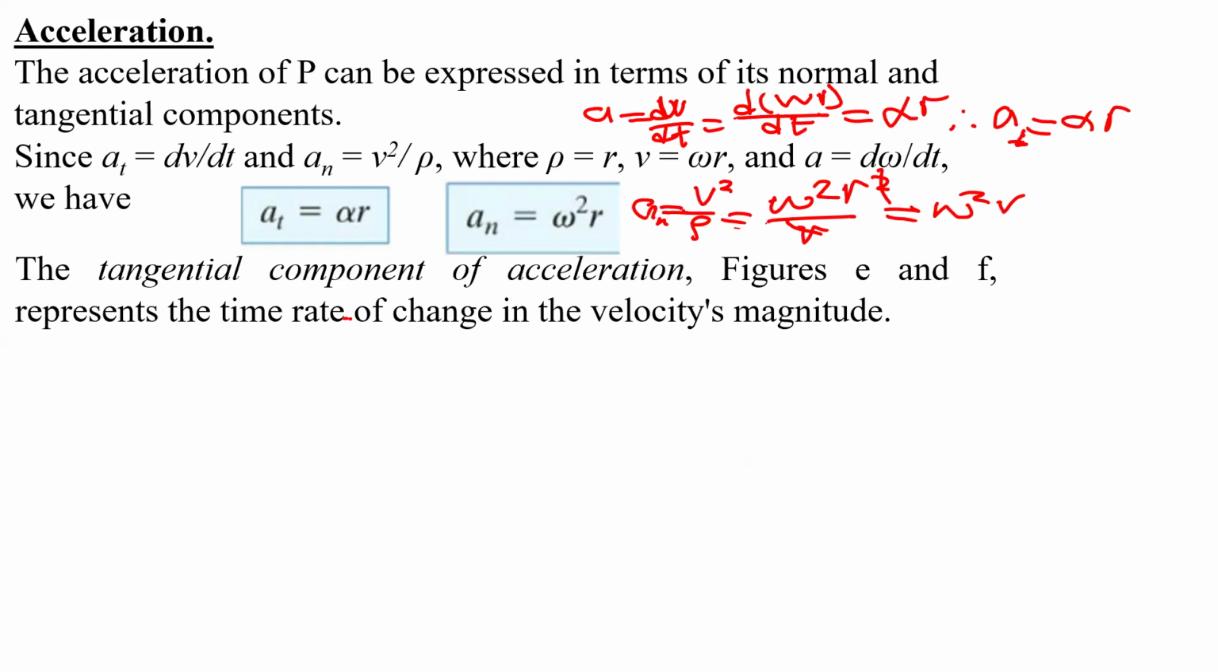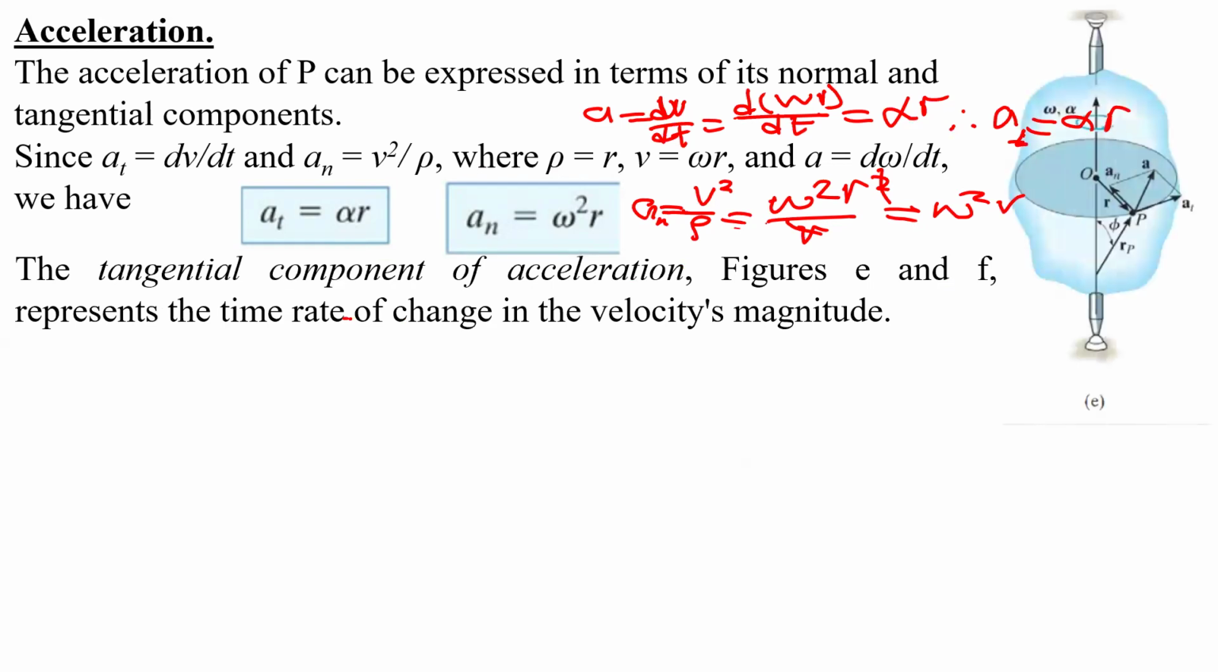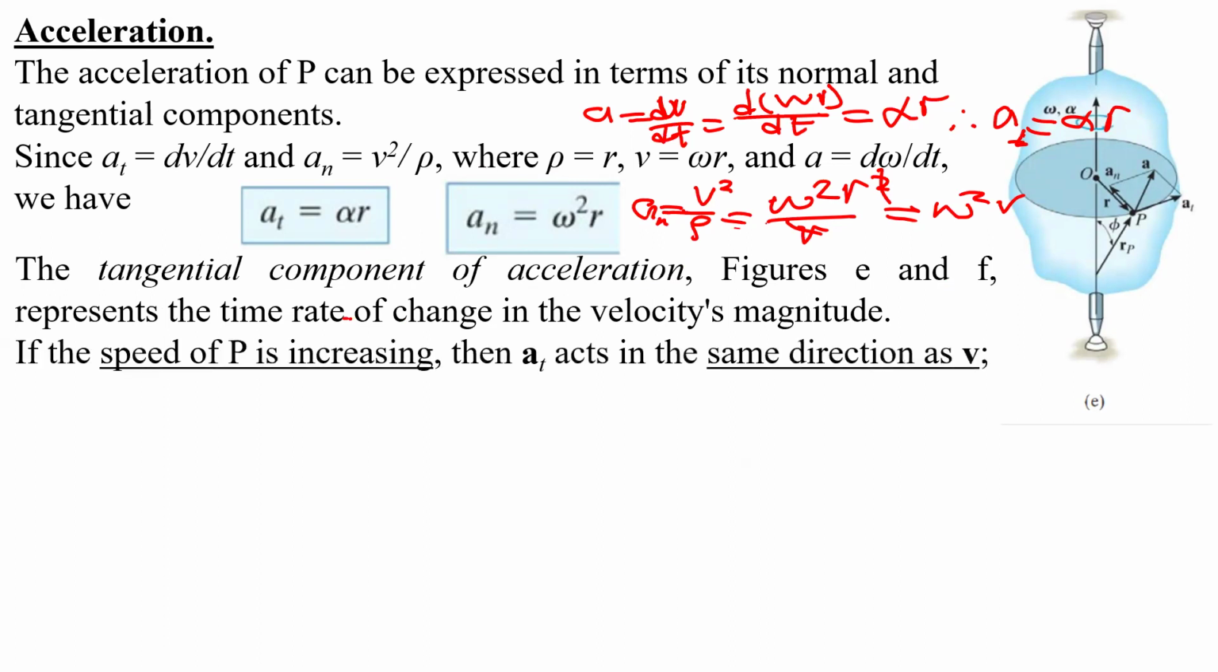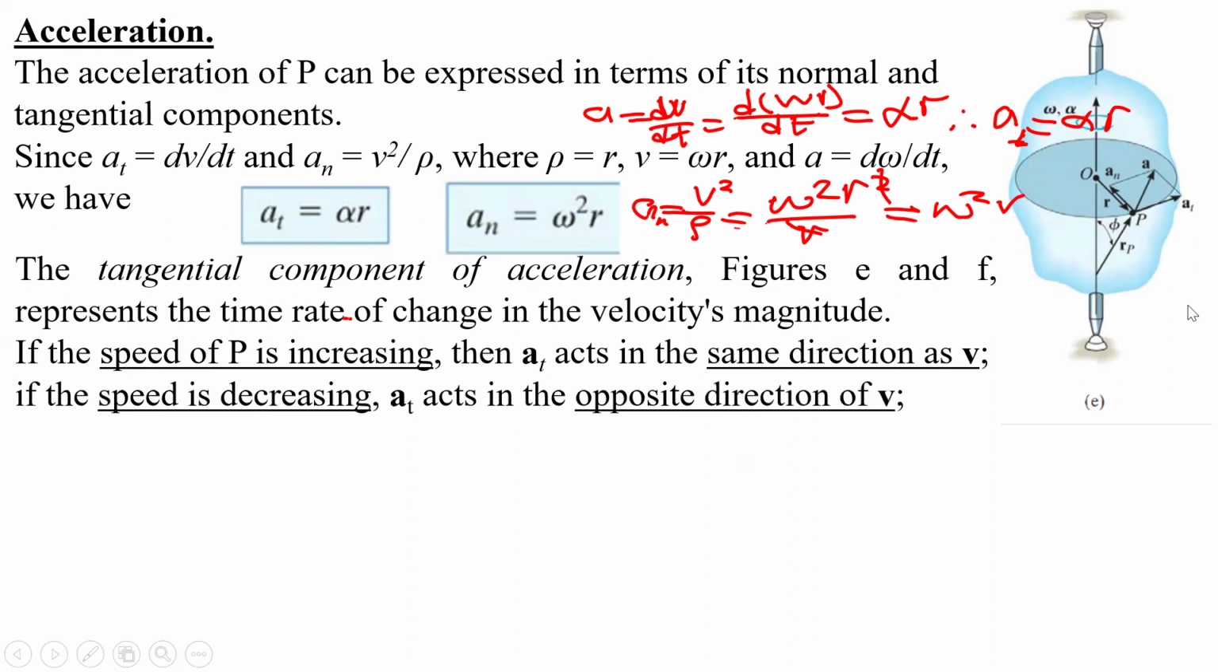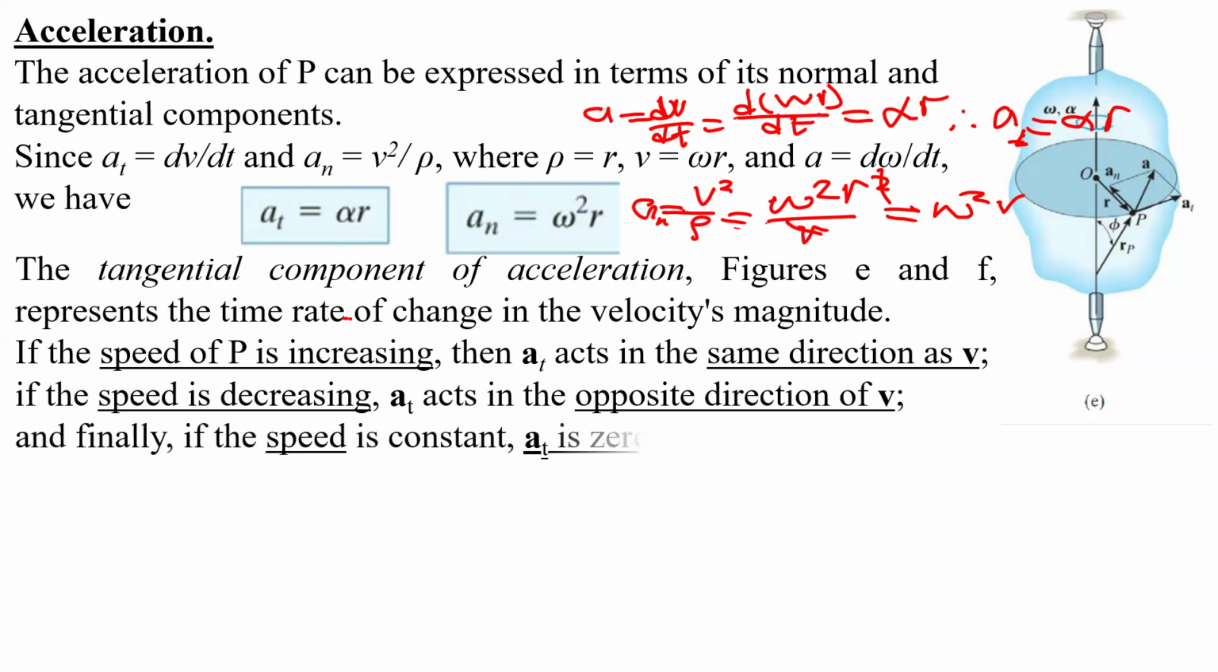The tangential component of acceleration in figures E and F represents the time rate of change in the velocity's magnitude. If the speed of P is increasing, then AT acts in the same direction as the velocity. If the speed is decreasing, AT, the tangential acceleration, acts in the opposite direction of the velocity. And finally, if the speed is constant, tangential acceleration is zero.